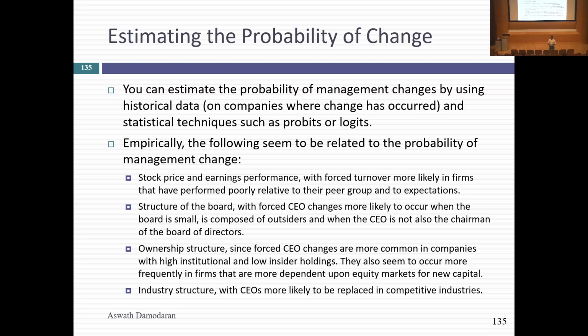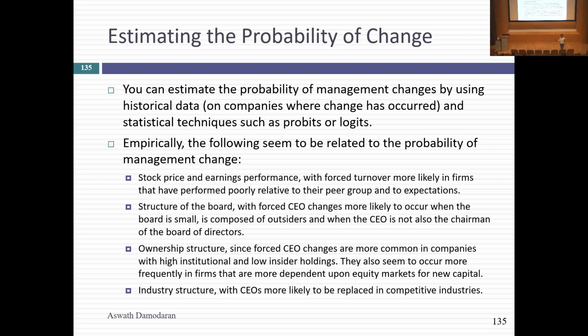Change is more likely at companies after periods of stock price decline. Second, the structure of the board seems to matter, to the extent that if a board is small and composed of outsiders, you're more likely to see change than if a board is large and not that independent of the CEO. Third, ownership structure seems to matter. It seems that CEO changes are more common in companies with high institutional and low insider holdings. And finally, change seems to be more likely in some industries than others.